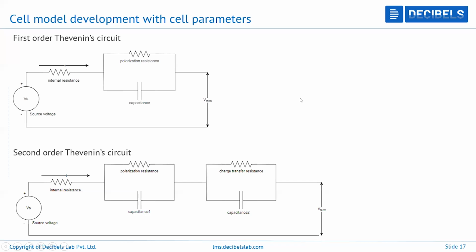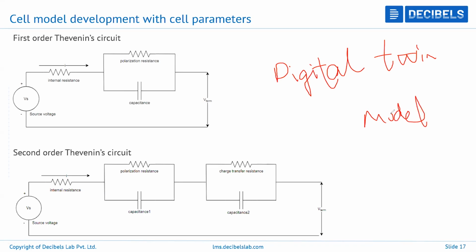You can develop what is called a cell model. This is what is called a digital twin model. So what exactly is meant by a digital twin model? The digital twin model is a mathematical replica of a cell, where we use simple electrical equations to represent the cell behavior.